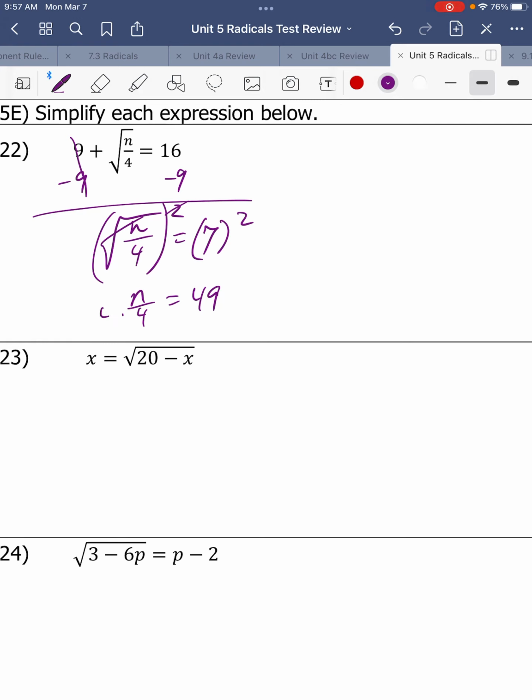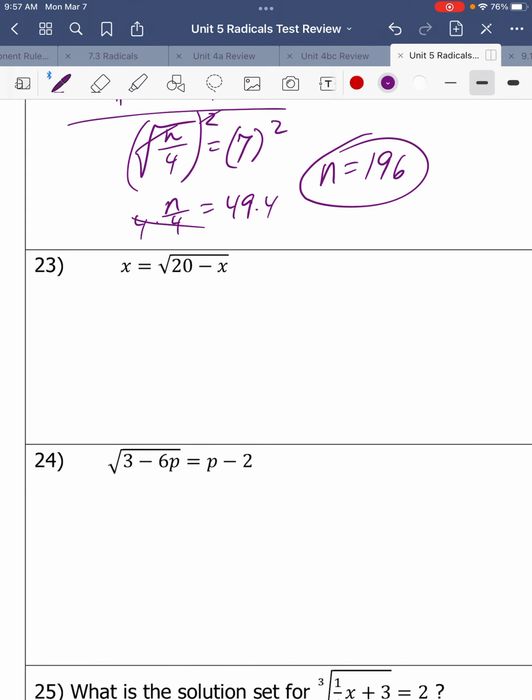And that equals 49. We times by 4, and I believe that is 196. We do not have to check it unless you want, unless you have a quadratic somewhere in the problem.